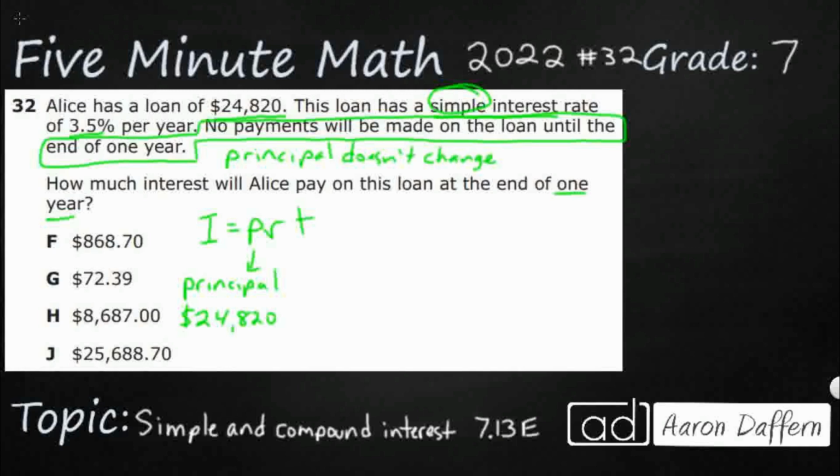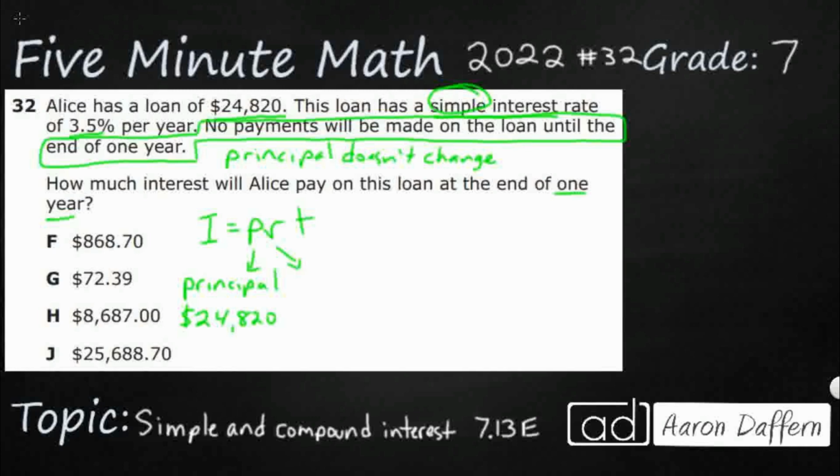If I made a $2,000 payment on this loan, my principal would be decreased by $2,000, so the amount of interest I'm going to pay is going to decrease. So this statement here says don't worry about recalculating the principal. It's going to stay at $24,820 the entire year. Whenever you change the principal, you've got to recalculate.